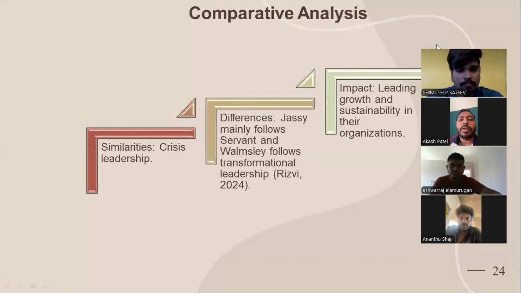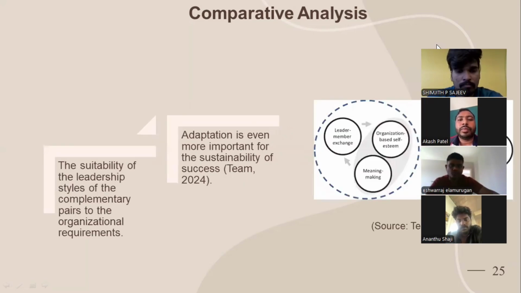It is seen that both show dynamic leadership when they try to change plans to overcome challenges. Walmsley applied transformational leadership to enhance a new culture in GSK, while Jassy utilized servant leadership to prioritize the welfare of his employees at Amazon. Both of them are beneficial to organizations as they enhance organizational stability and development. Next slide, please.